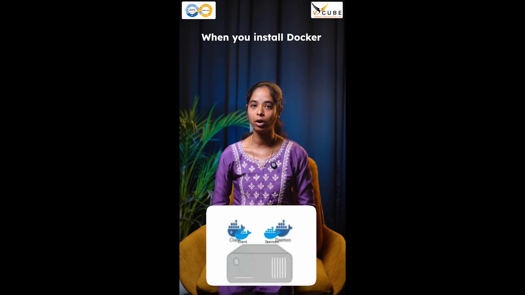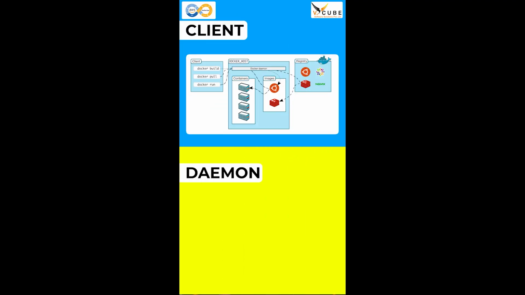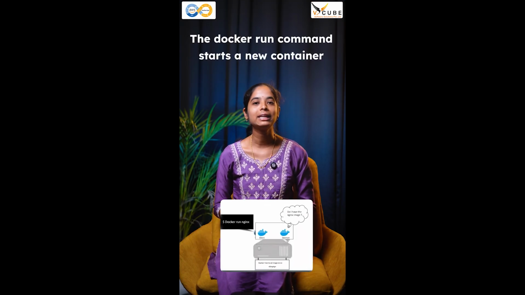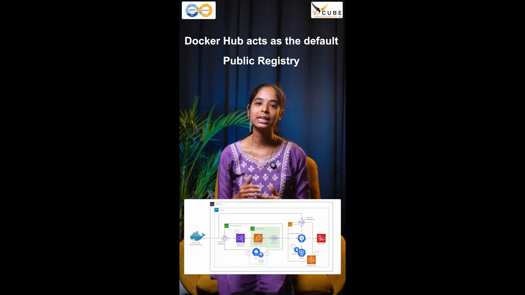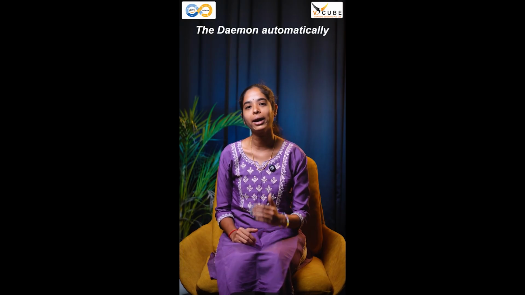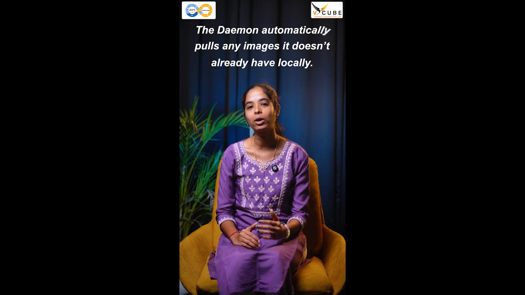When you install Docker, it provides two key components, the client and the daemon. The client makes API calls to the daemon. The daemon implements the Docker remote API to manage containers and images. The Docker run command starts a new container. Docker Hub acts as the default public registry. The daemon automatically pulls any image it does not already have locally.